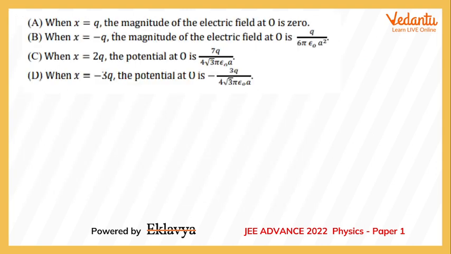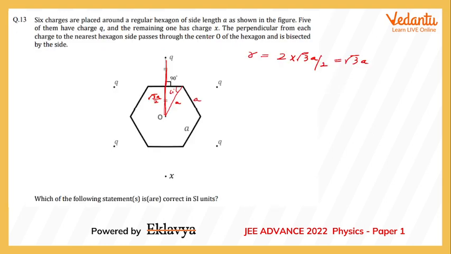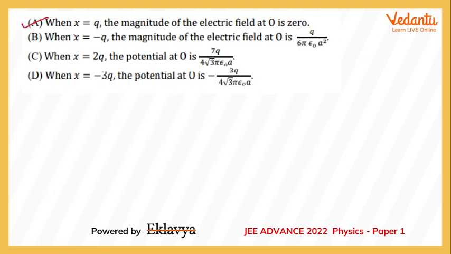Option A says that when x equals q, magnitude of electric field at O is 0. Now that seems pretty correct. If this x is actually q, then this q and this q will cancel out each other's field. These two are going to cancel out each other's field. These two are going to cancel out each other's field. And we are going to get net field as 0. So yes, option A is correct.